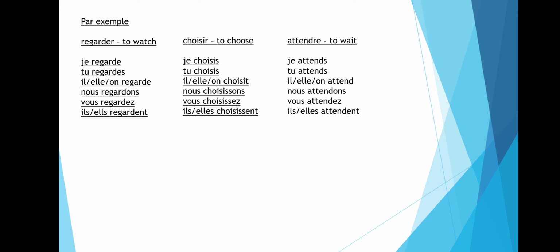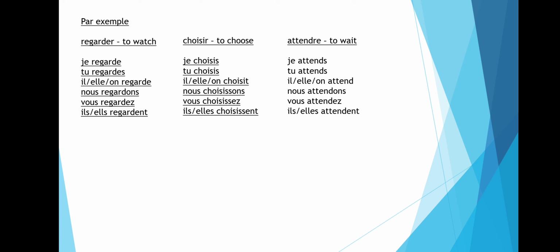to ils, elles. And for the last one, an re verb, attendre, to wait, you take away re from the infinitive and add s to je, s to tu, nothing to il, elle, on, ons to nous, ez to vous, and ent to ils, elles. So it will be j'attends, tu attends, il, elle, on attend, nous attendons, vous attendez, and ils, elles attendent.